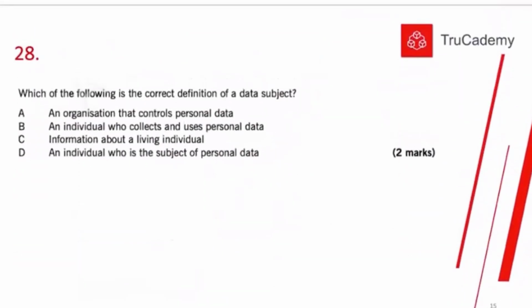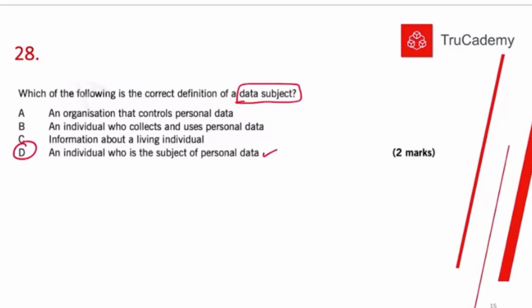Question 28. Which of the following is the correct definition of a data subject? So give it a try. Which of the following is the correct definition of a data subject? Who is the data subject, Sarah? D. Let's discuss this. It's the correct one, by the way. An individual who is the subject of personal data.